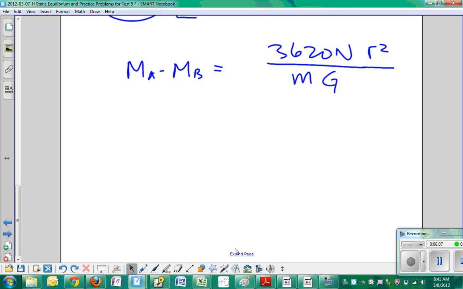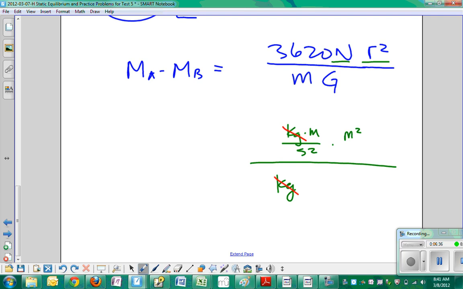Now we have all the numbers that we need. Let's take a look real quick and make sure that we are dimensionally consistent with what we're looking for. We have newtons, which is kilogram meters per second squared. For the radius, we have meters squared, so we get kilogram meters cubed per second squared on the top. On the bottom, we've got kilograms. And then remember, G is a funny thing. The units for G, you can look them up, are newtons meters squared per kilogram squared.